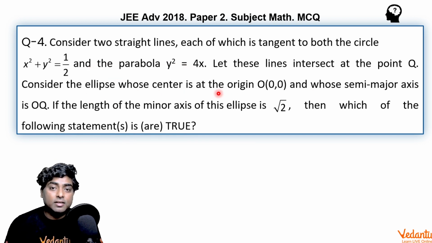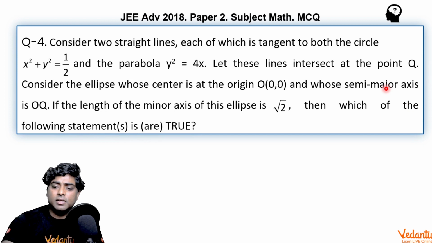Consider the ellipse whose center is at the origin. Now they are asking about a third curve, an ellipse, a standard ellipse, whose major axis is OQ, and the length of the minor axis of the ellipse is given as √2. The semi-major axis is OQ, so we have to find the major axis or semi-major axis length. The minor axis length of the ellipse is √2, which means its semi-minor axis is √2/2, that is 1/√2.